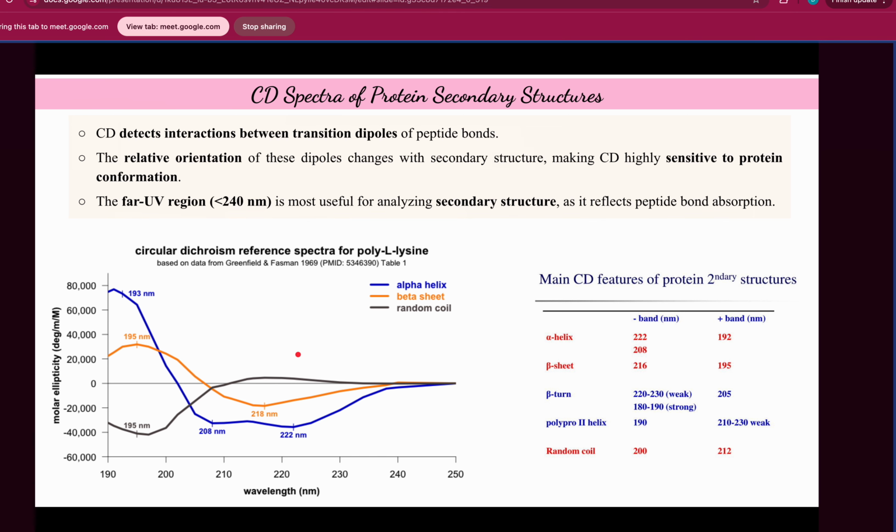So this means that a peptide or a protein shows different peaks for different secondary structures. By looking at the CD spectra, we can predict what secondary structure my protein is adopting. And this is another table which tells you where the negative band and where the positive band will be obtained. Based on this, we can annotate our spectra and identify what secondary structures are present in the protein we are considering.